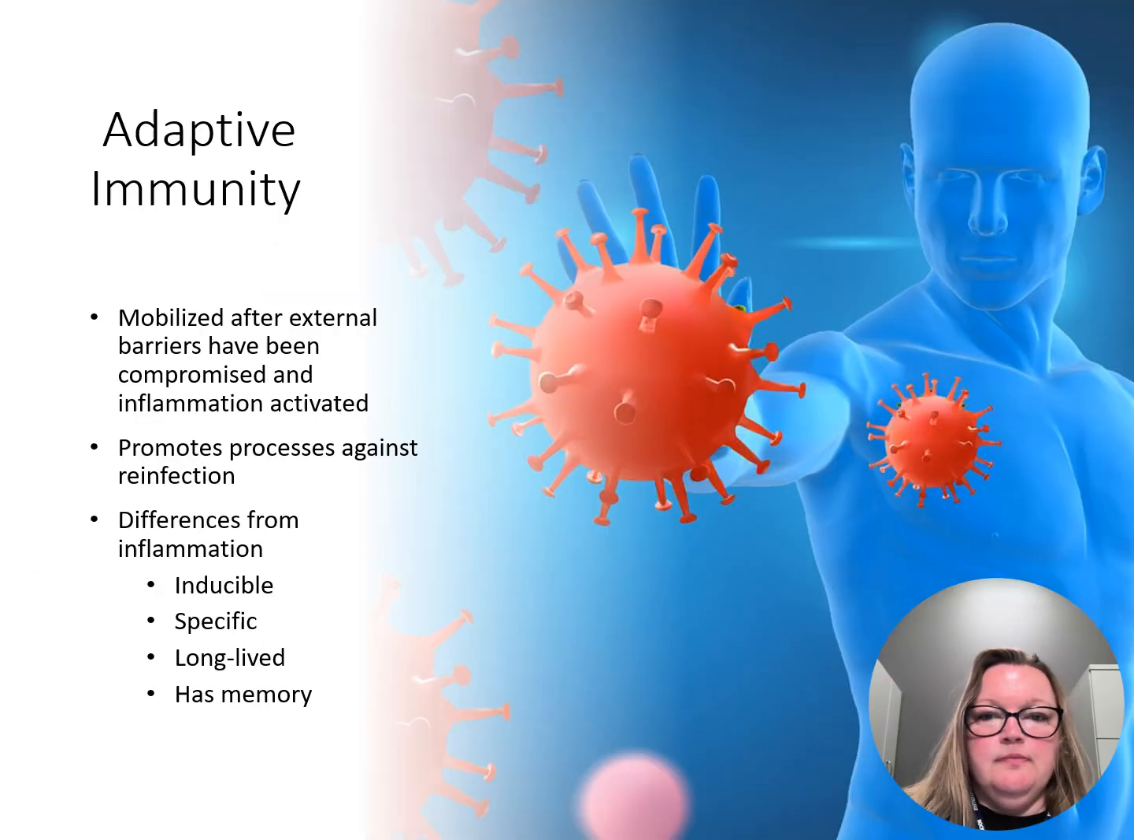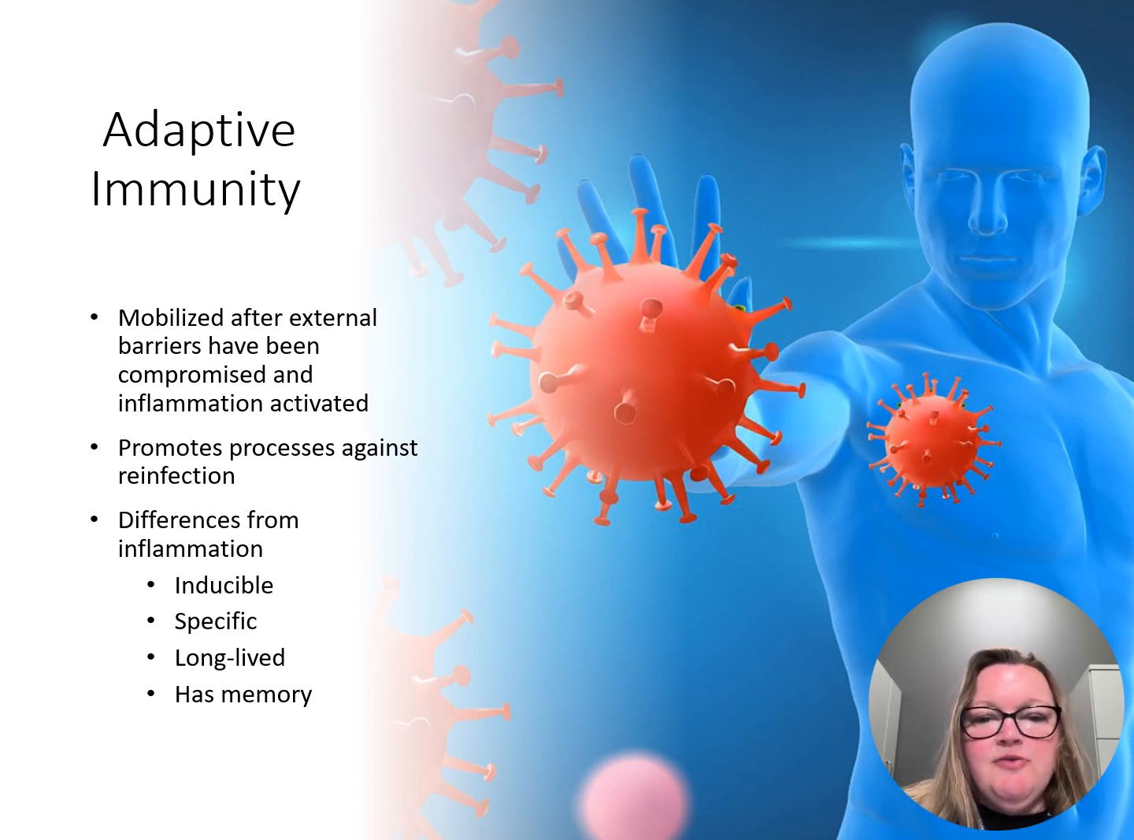and it has the sole purpose of getting rid of them. In order for our adaptive immunity to kick in, our first line of defense, or our external barriers, have been compromised and inflammation has already been activated. Adaptive immunity will slowly come in to help the initial defenses of the first and second line of immunity to fight infection. It also begins the process against reinfection.